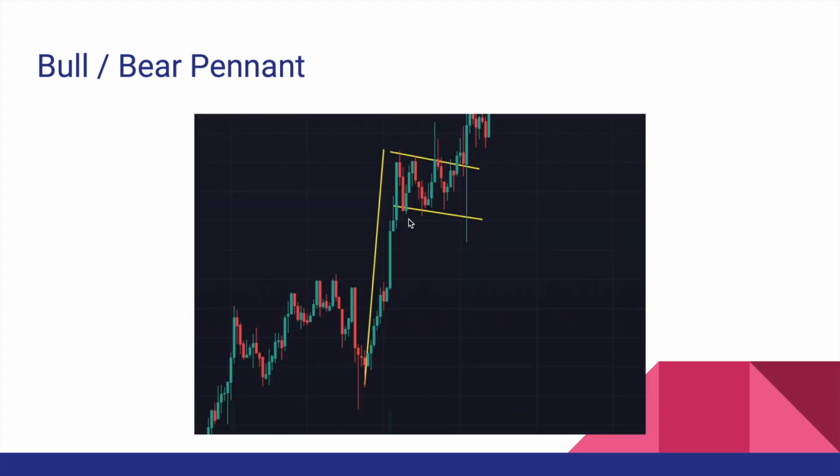Bull or bear pennant naman, it looks like a flag pero ang pinagkaiba, nagpo-form siya ng channel. As you can see, meron tayo dito yung pole at meron tayong pennant na pababa. So that's a bull pennant.